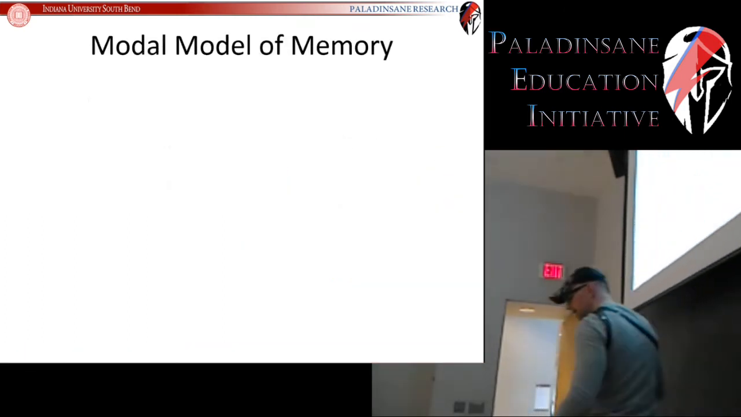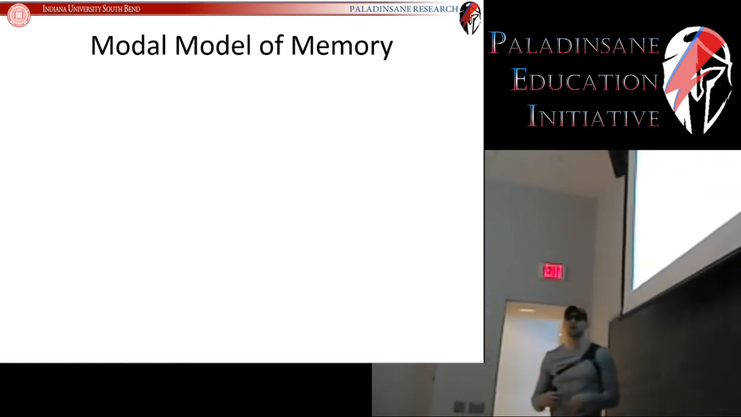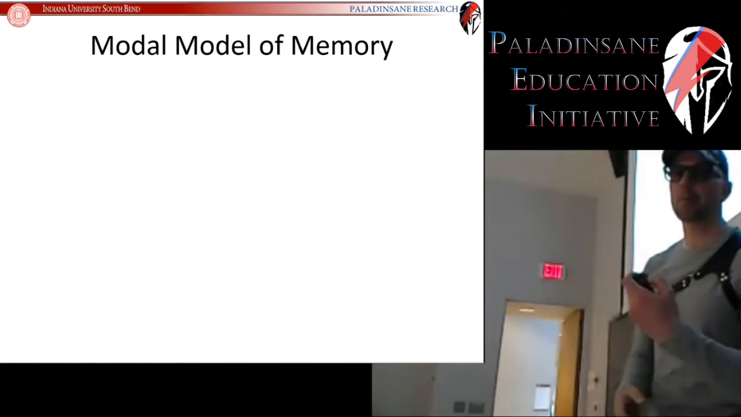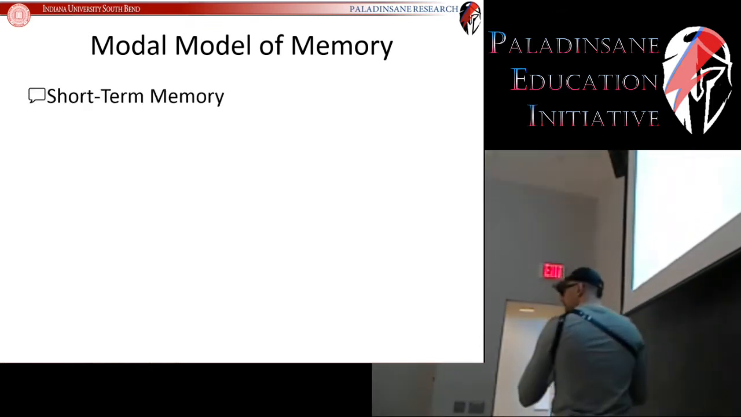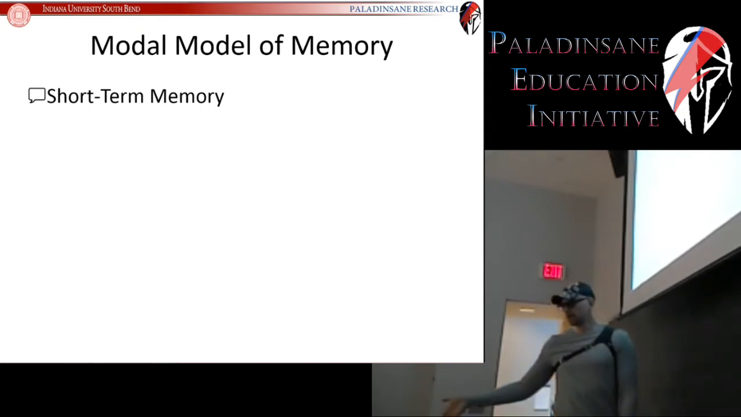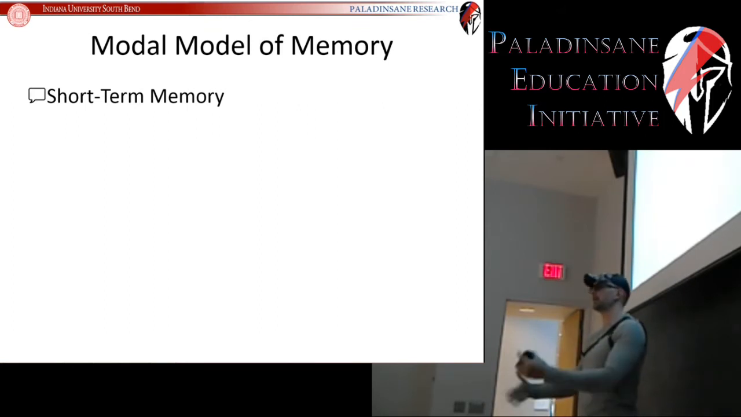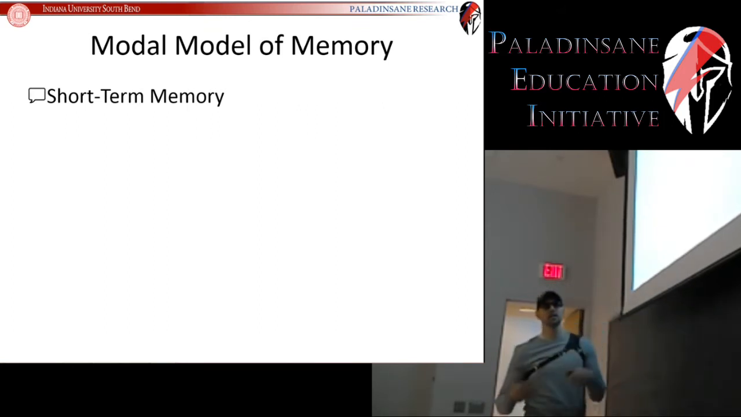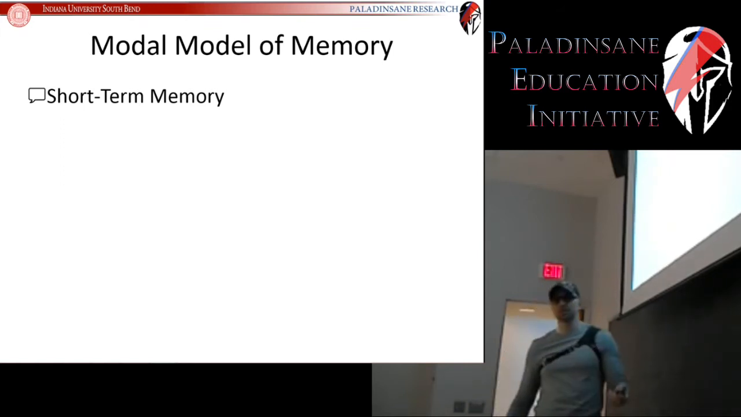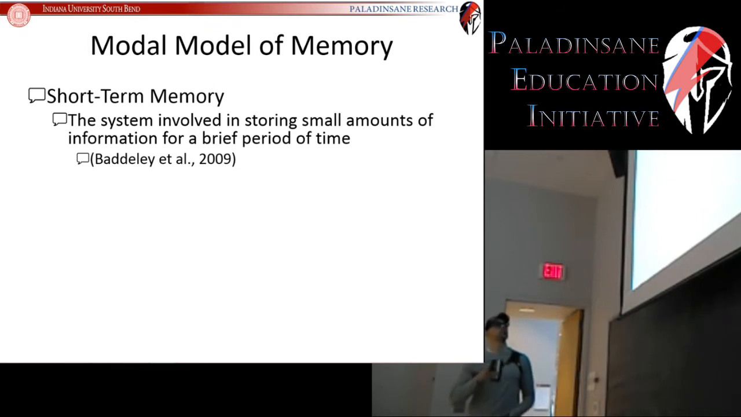And then what they did early on in memory research is they came up with this idea of modal memory. It was known as the modal model of memory, and that's a mouthful. But anyways, it was the idea that we have different types of memory. We have different ways of remembering things, just the same way that we have different ways of perceiving things: vision and audition and touch and taste. So they identified these different modes of memory. The first one is short-term memory.